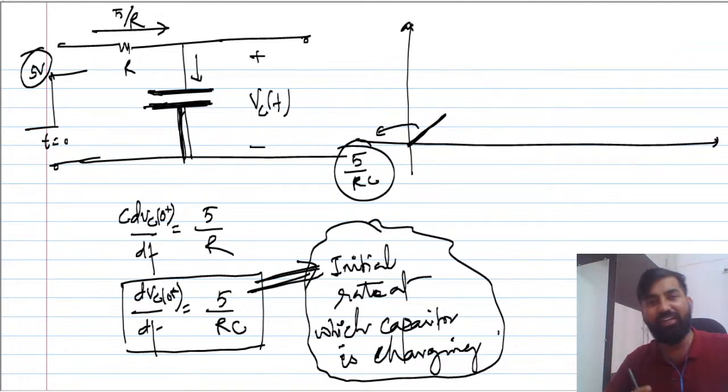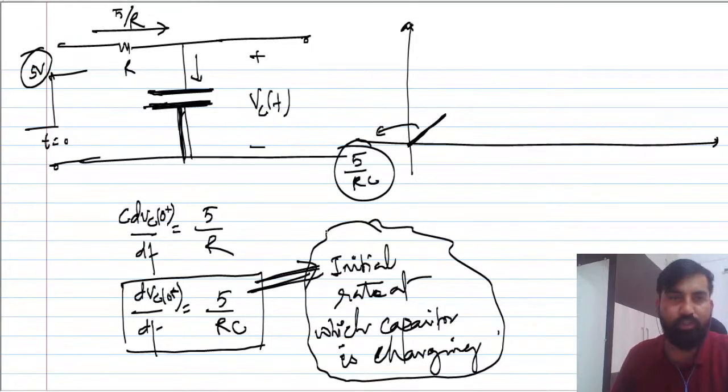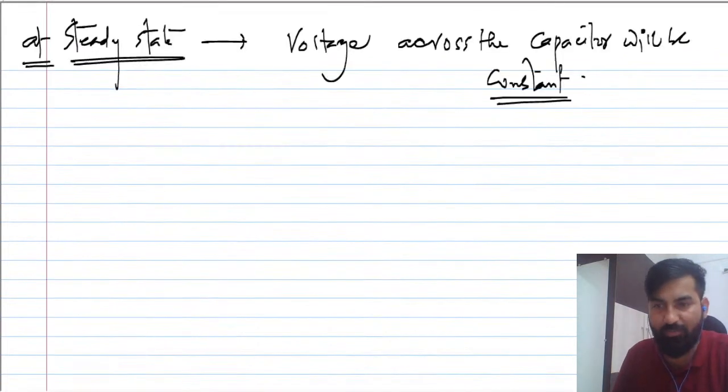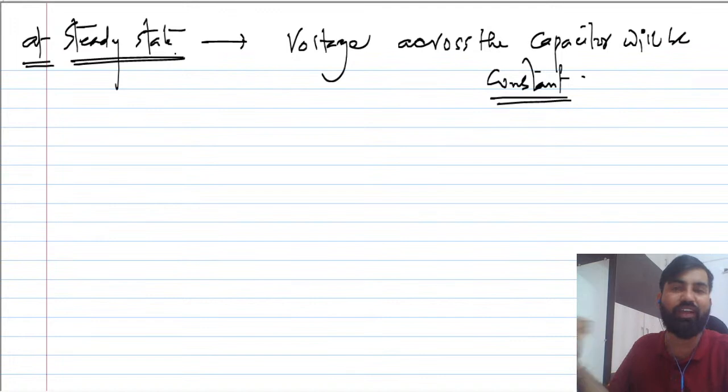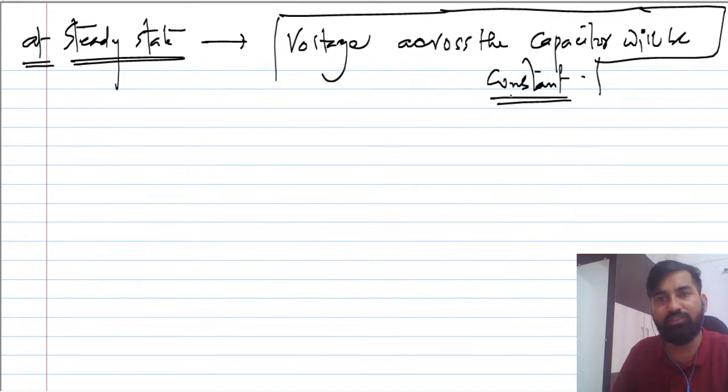Okay, steady state means what? T equal to infinite you can consider, right? So the voltage across the capacitor will be what, guys? The ultimate, the final voltage I'm talking about. Steady state voltage means the final voltage across the capacitor. That is gonna be 5 volt only, right? Why 5 volt?